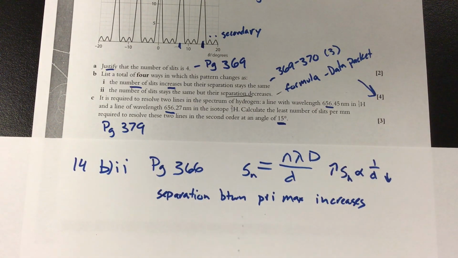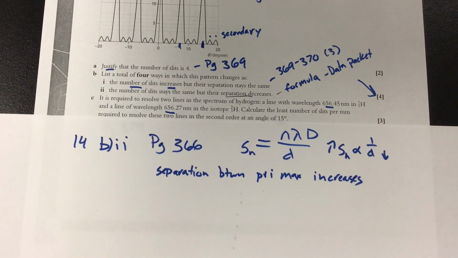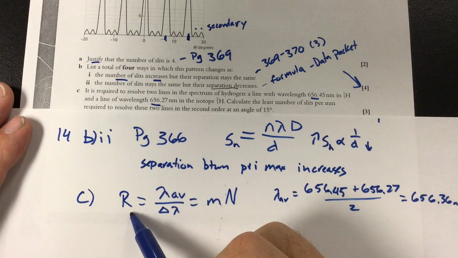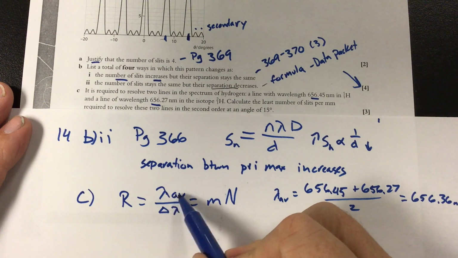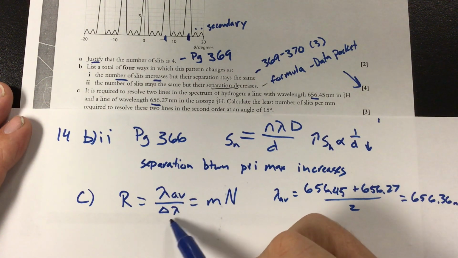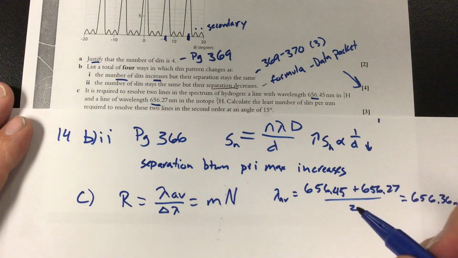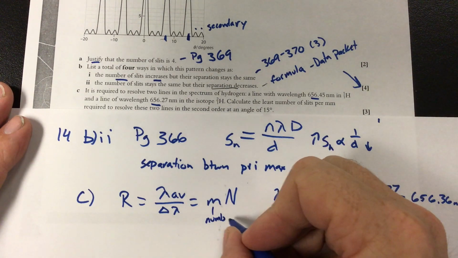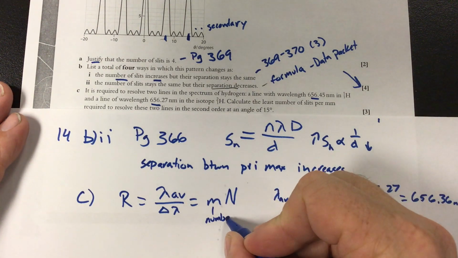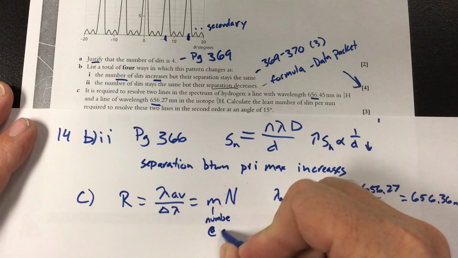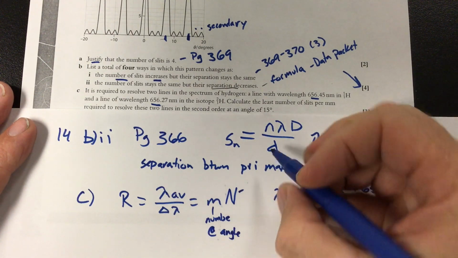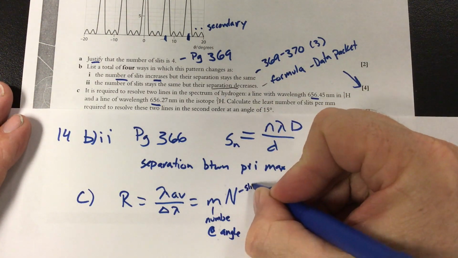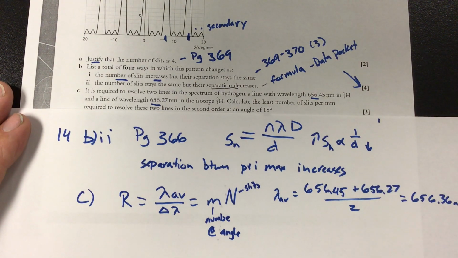All right, let's tackle this last one. I directed you to page 379, but help can also be found in the data packet. We've got a resolving power written down from the data packet, so that's what the R means. It is the average wavelength divided by the difference in the wavelength. And here, m is a number. It's the order of the maximum at that angle. And this is the number of slits that we need. So that's what we're looking for, okay?